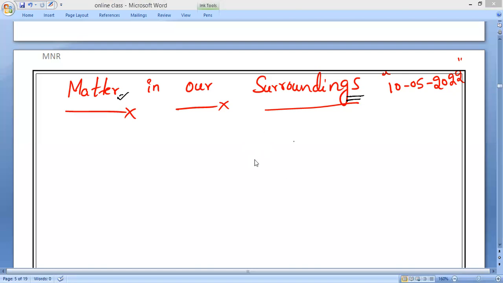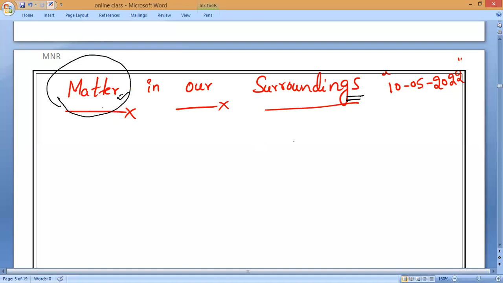So first of all, in chapter 1 of class 9th chemistry, we will identify what is there in our surroundings. What is there in our surroundings, guys? Matter. Understand? Some substances are there, and those substances we call matter. So in chapter 1 in chemistry, we will study what is present in our surroundings.